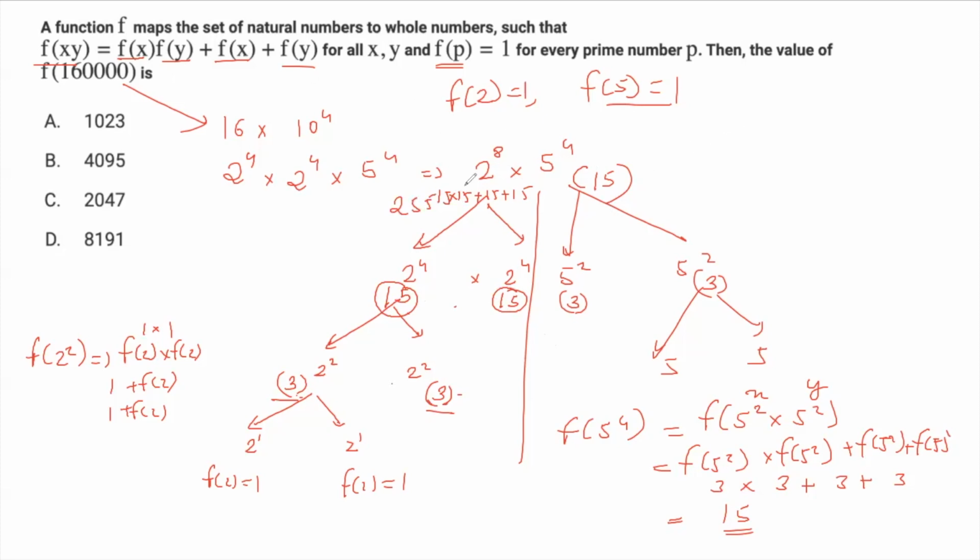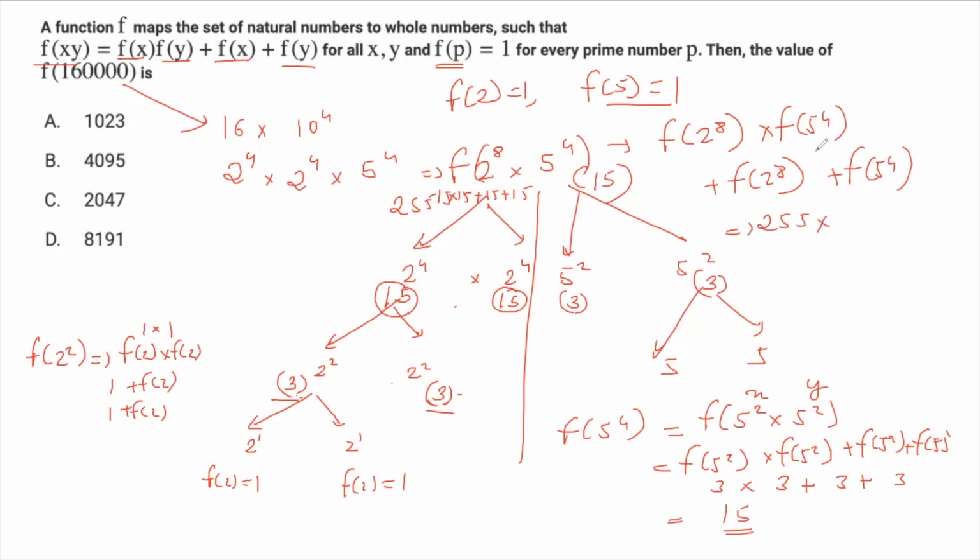The number here is f of 2 raised to 8 into 5 raised to 4. This will be f of 2 raised to 8 into f of 5 raised to 4 plus f of 2 raised to 8 plus f of 5 raised to 4, right? We know all these values. f of 2 raised to 8 we have found as 255. And f of 5 raised to 4 we know is 15. So it is 255 into 15 plus 255 plus 15.